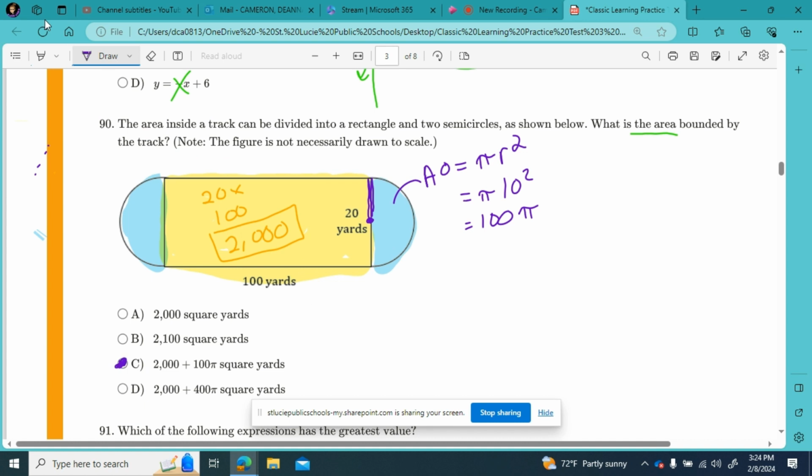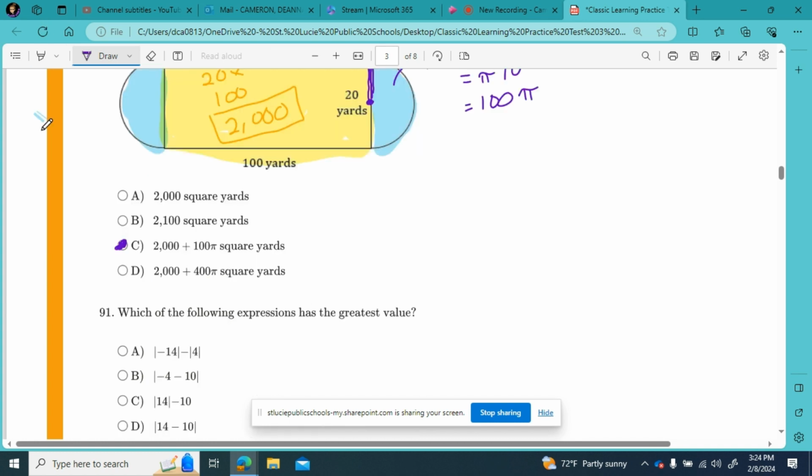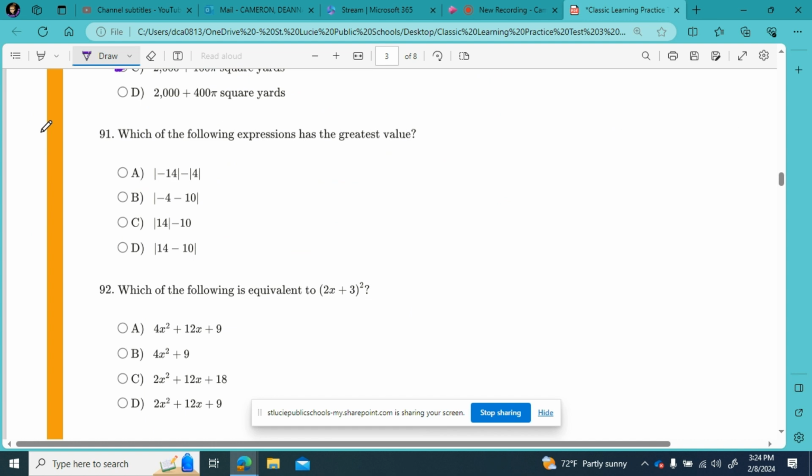And question number 91, I think I can get in real quick before my timer runs up. Which of the following expressions has the greatest value? What do you call those straight lines outside of your numbers? Those straight lines are called absolute value. And absolute value means your distance from zero.